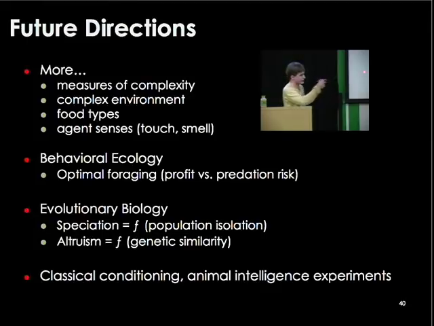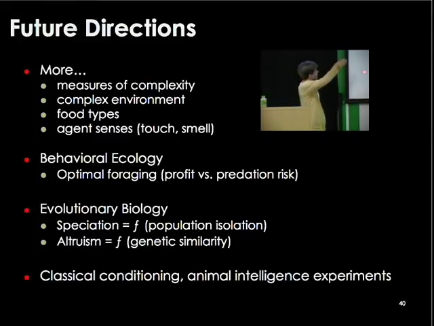A more complex environment. The first thing I want to add is day and night cycles. This would be really easy to do because it's all in OpenGL and you could just tweak the ambient lighting up and down. The idea is that this would force them to have sort of an internal clock saying, hey, it's dark now, I can't see anything, probably shouldn't go foraging.